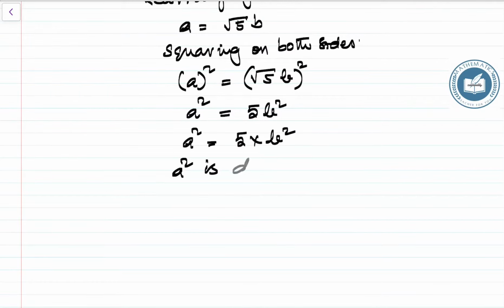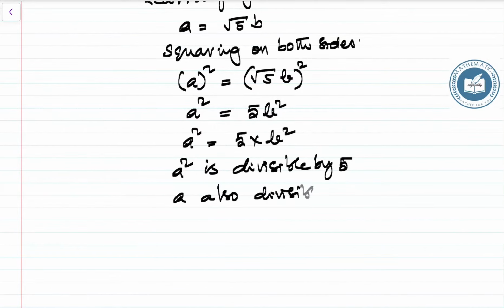So a square is divisible by 5, or we can say 5 is a factor of a square. So a square is divisible by 5, and a is also divisible by 5. We will see that.